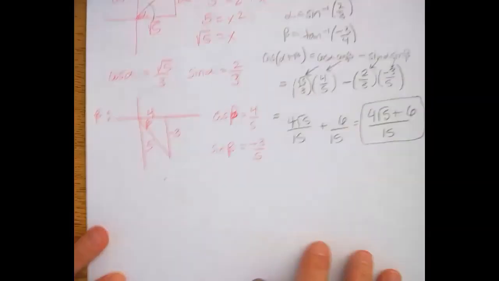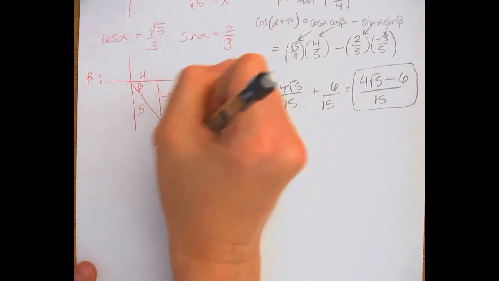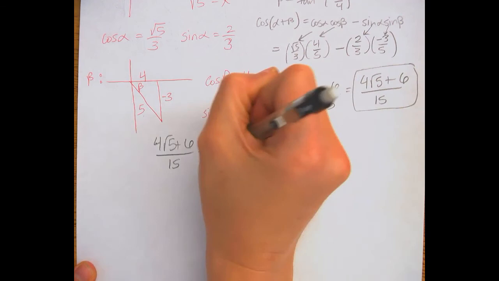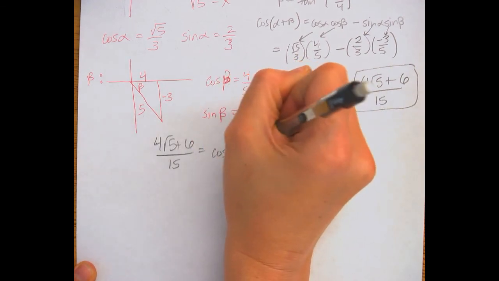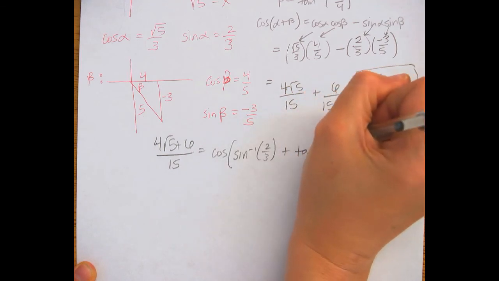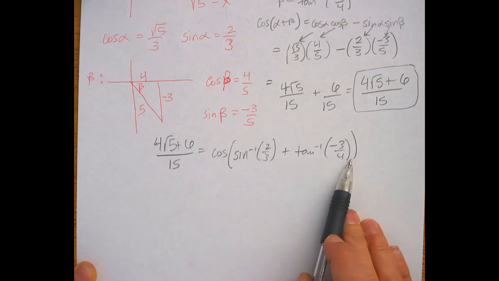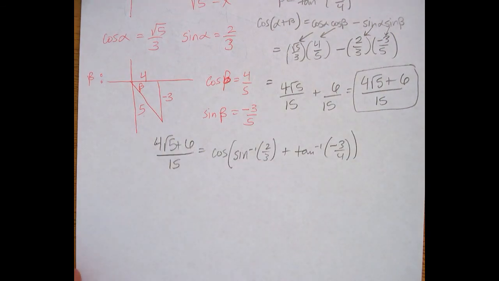So I could say that, I'll write this way. 4 rad 5 plus 6/15 is equal to the cosine of sine inverse of 2/3 plus tan inverse of negative 3/4. This expression is equivalent to that expression based on the cosine sum identity.